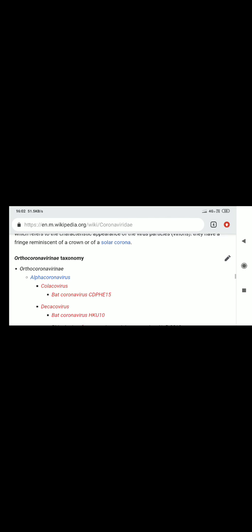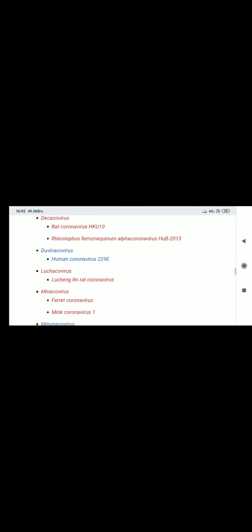We have already discussed this taxonomy. The point of note is that the human coronavirus 19 belongs to the group of beta coronavirus. It belongs to the SARS-CoV virus group, which also includes severe acute respiratory syndrome, known as SARS coronavirus 1, and this one is known as SARS coronavirus 2 or COVID-19. So these are the types of coronaviruses.